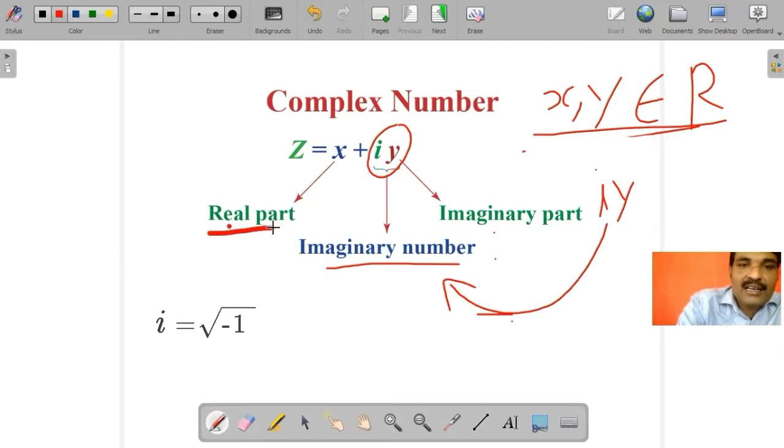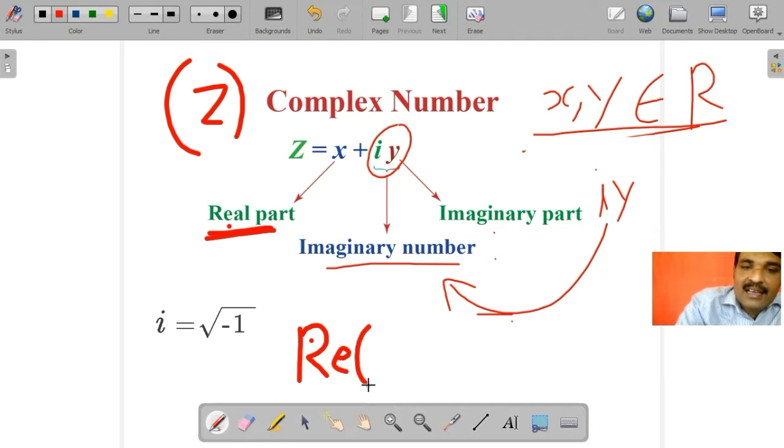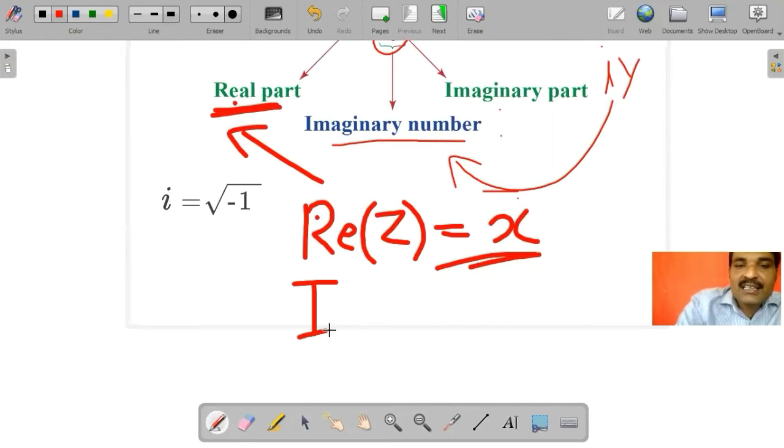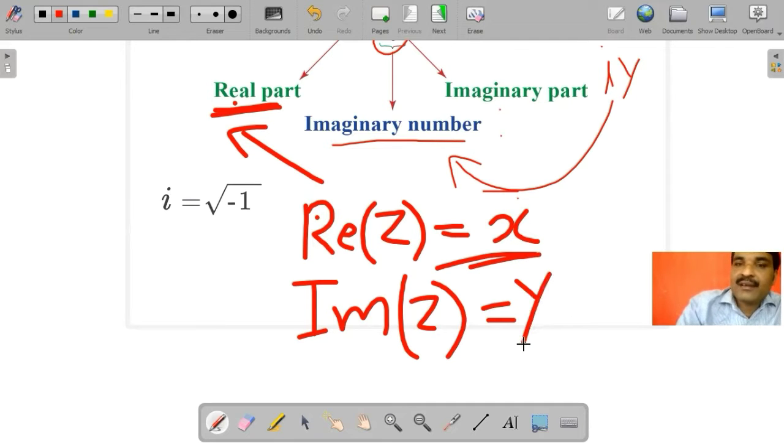Real part of complex number. So we are denoting complex number by this letter Z. So real part of complex number can be denoted by real of Z is equal to X. This will denote the real part of Z, right? And imaginary part of Z. That is denoted by imaginary, that is Im of Z. That is equal to Y, right? So this is the usual notation for imaginary part and real part.